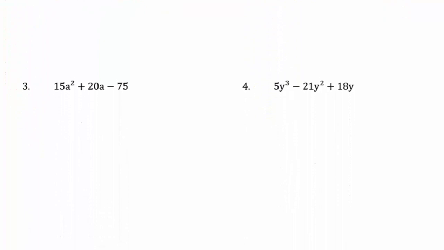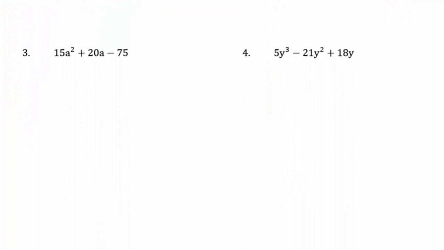Now let's go to a couple more problems. How about number 3? Here we have 15a squared plus 20a minus 75. So again, the first thing I'm going to do is what's the GCF of this? And as we see, they all have a factor of 5. So let's go ahead and factor out a 5 first. So if I factor out a 5 out of here, we'll get 3a squared plus 4a minus 15, right? 5 goes into 75 15 times.